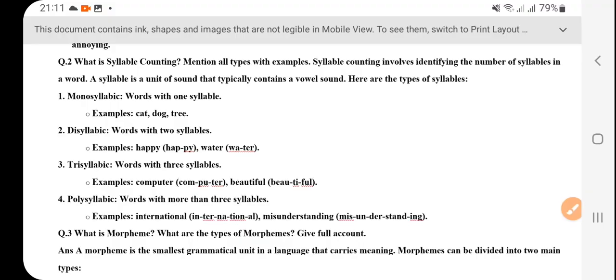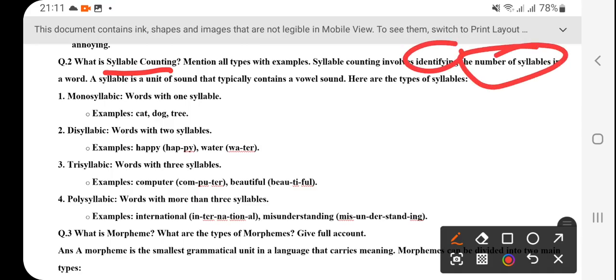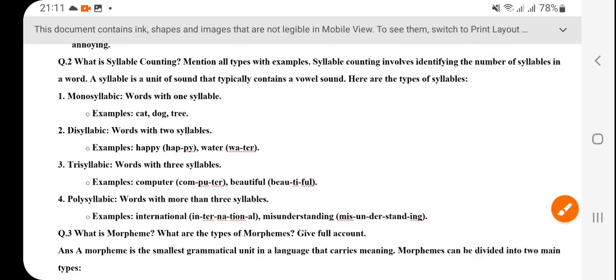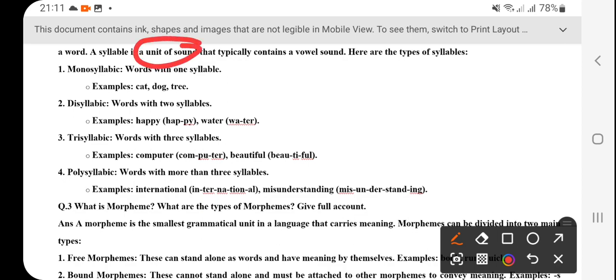Now what is syllable counting, right? Mention all types with example. Syllable counting involves identifying the number of syllables in a word. That is, you have to identify the number of syllables. That is syllable counting. A syllable is a unit of sound that typically contains a vowel sound.